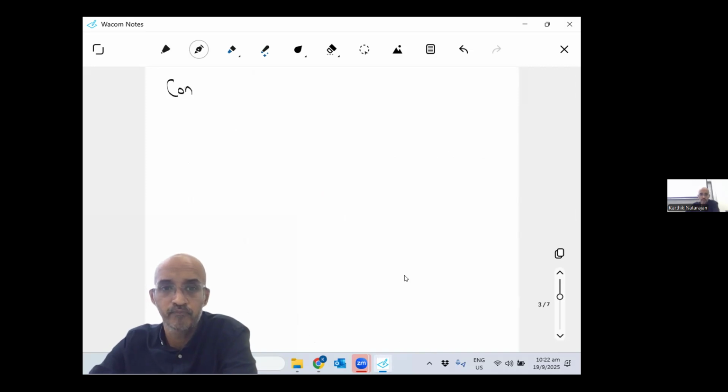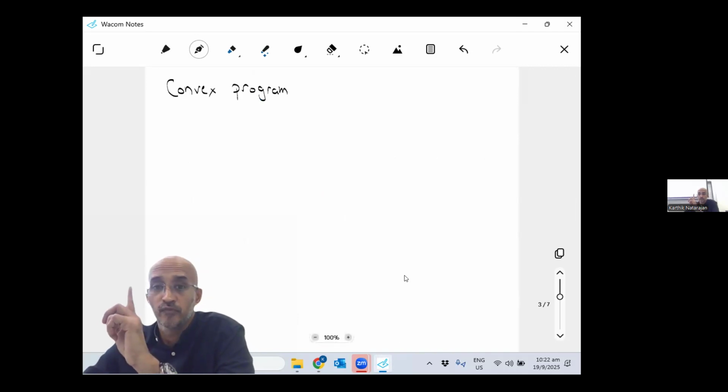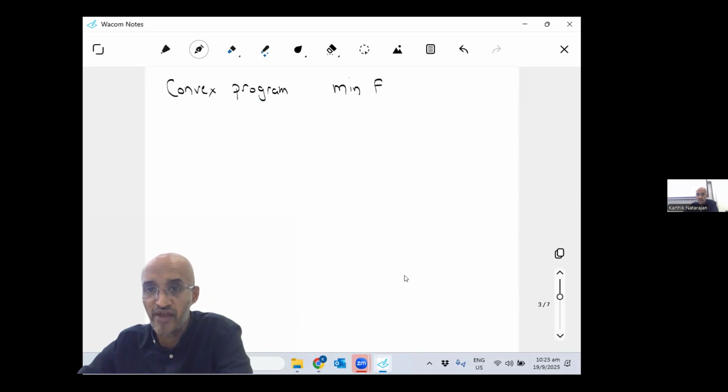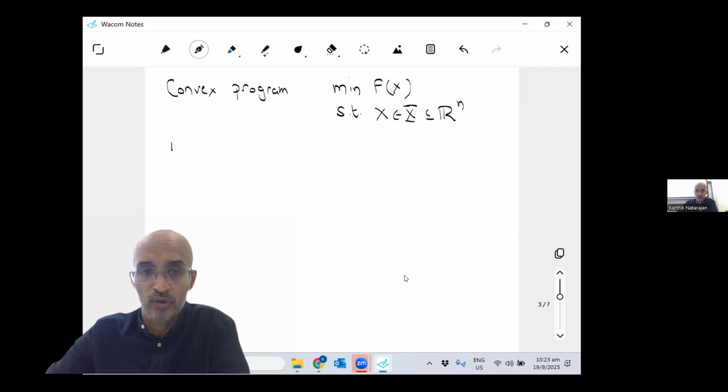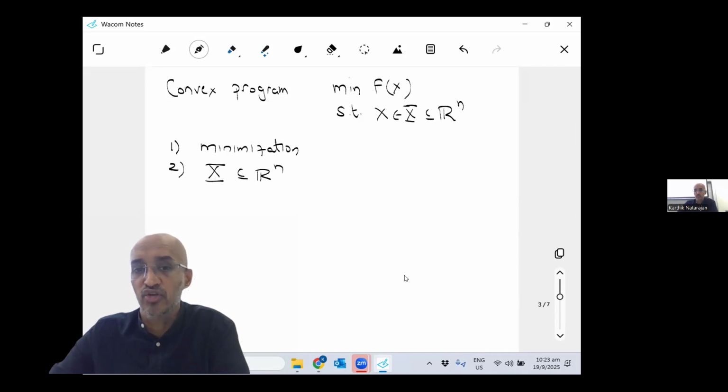So a convex program is a problem of a particular type. Minimize f of x subject to x in the set X, a subset of Rn. So this is very similar to what we saw as a general optimization problem, where there are a few things which are satisfied. Firstly, in this definition, I'm writing it in a minimization form. This is going to matter. The second is that the set X, which is a subset of Rn, is a convex set.